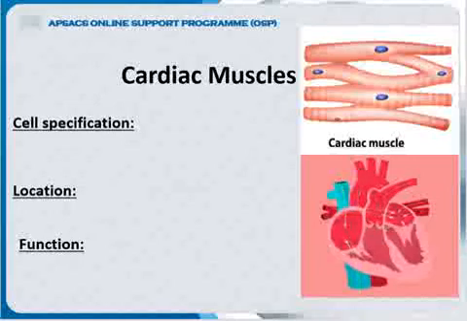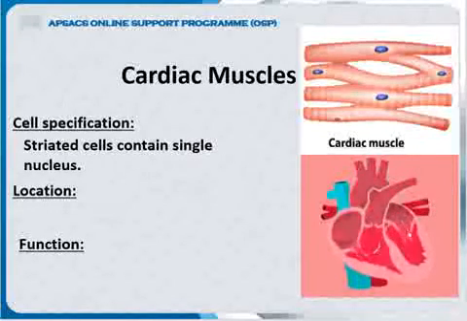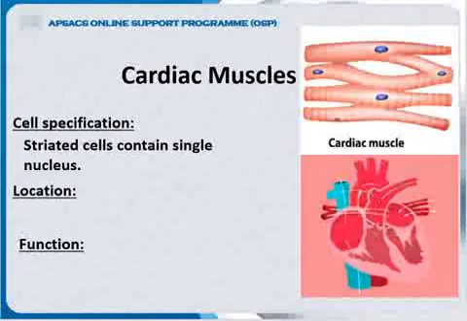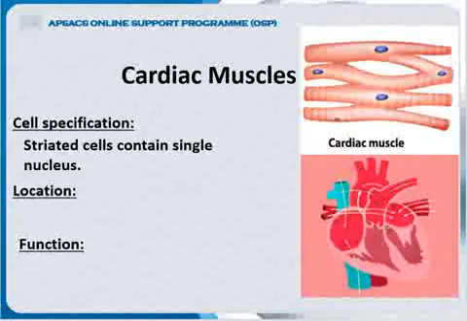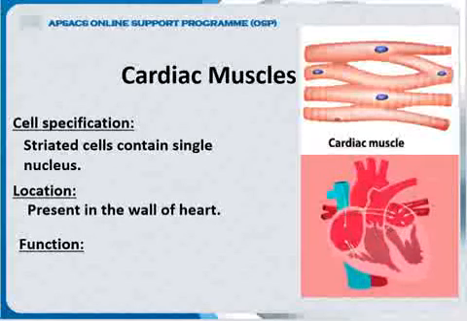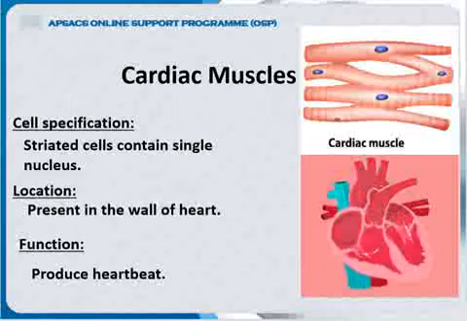The third type is cardiac muscles. Cardiac muscles have cells which are striated, and striated, as I told you before, means having stripes, and they contain just one nucleus. As you can see in the first diagram, the cells are having stripes and just one nucleus per cell, and they are present in the wall of the heart. Their function is to produce heartbeat.